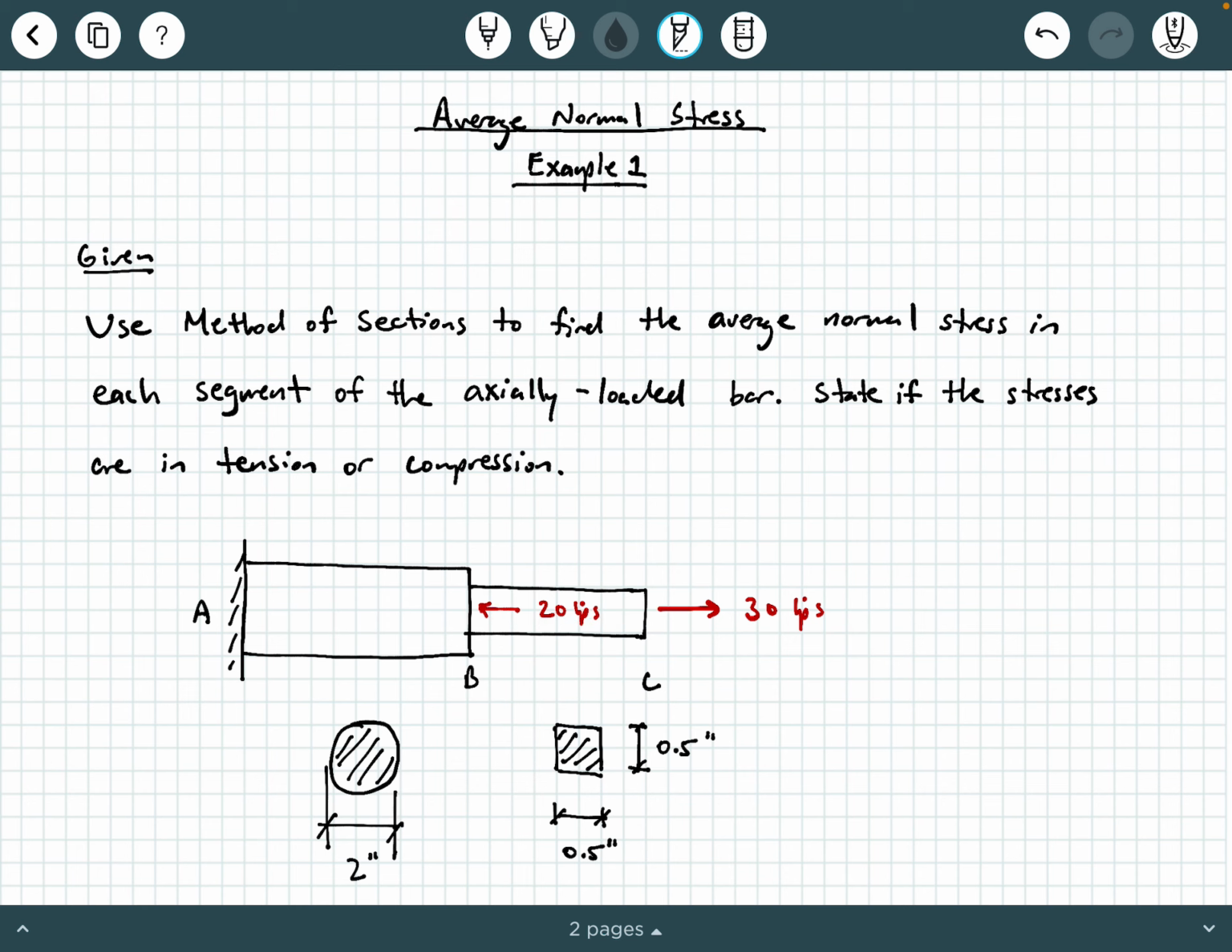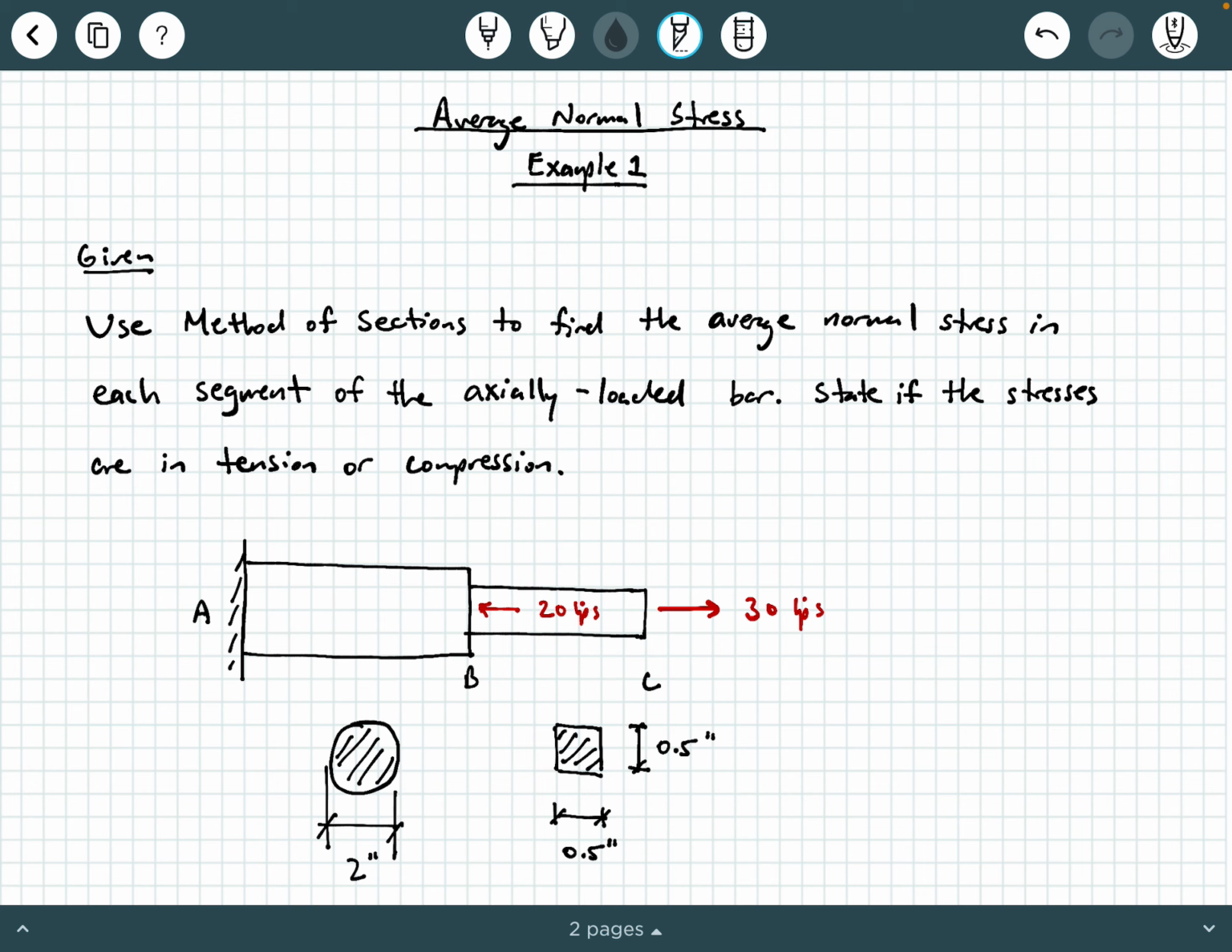Now, why is it called axially loaded? Well, it's called axially loaded because all of the forces that are applied, we have 30 kips here and 20 kips here, are lying along the longitudinal axis of the bar. So whenever all of the applied forces in a system are passing through the long axis, or the longitudinal axis, of an element, we call that axially loaded.